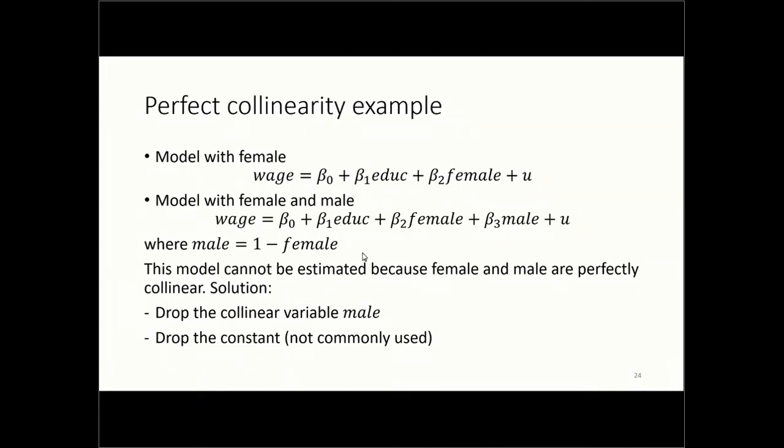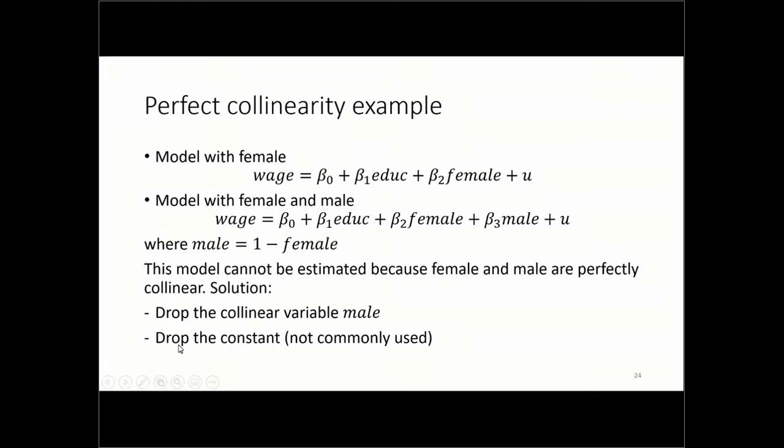So this model that we have here cannot be estimated because male and female are perfectly collinear. So if you actually try to run this model in, say, Stata, it would actually tell you that this model cannot be estimated and it would drop one of the two variables for you. So what would be the solution? So you can drop the collinear variable male, or you could drop the collinear variable female. One of them has to be dropped.